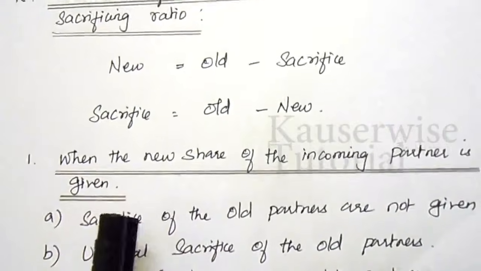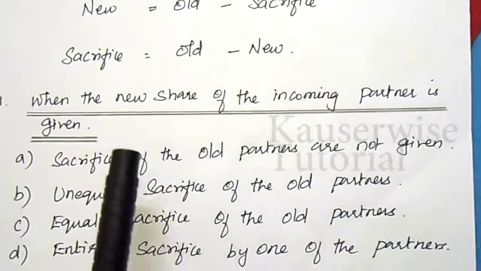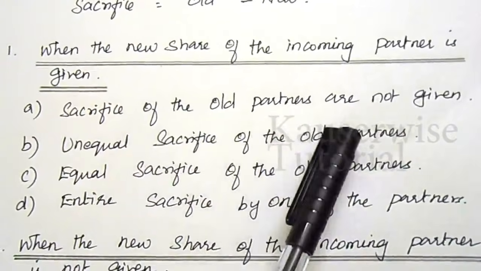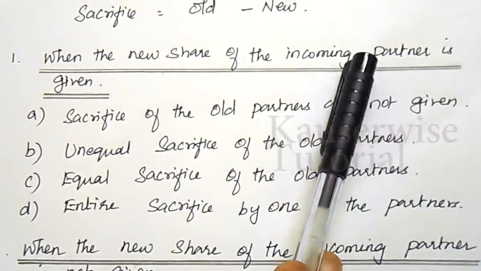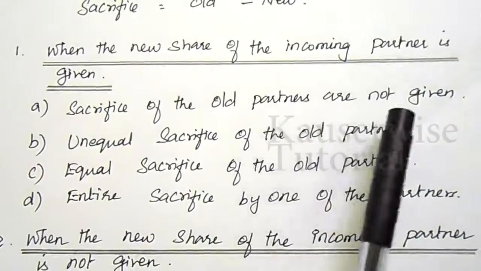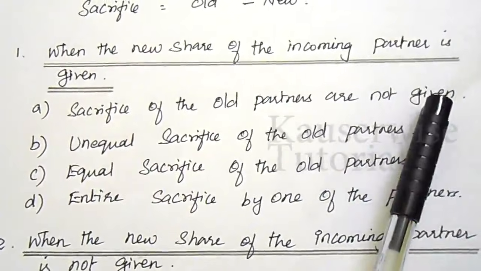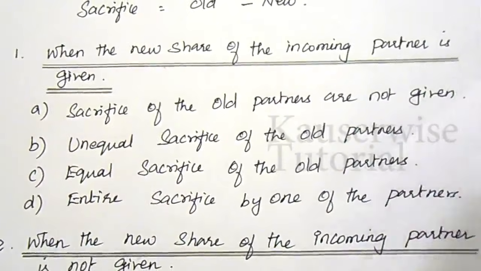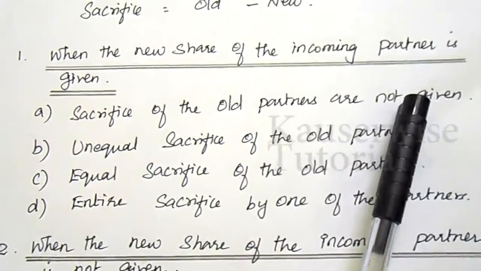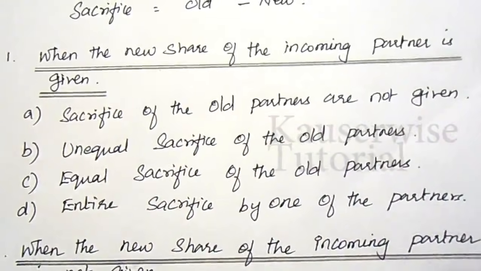So in the first scenario, that is when the new share of the incoming partner is given, we have four different scenarios. First one, sacrifice of the old partners is not given. The incoming partner's share will be given in the problem, but the old partners' sacrificing proportion will not be given in the problem. In such case, the old partners' old ratio will be the sacrificing ratio. So we have to assume that the old partners' old ratio will be the sacrificing ratio. Why? Because the sacrifice ratio of the old partners is not given. This is the first case.